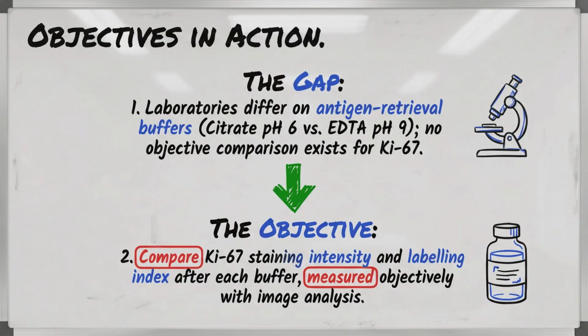Here we see objectives in action, moving from a broad aim to a very specific step. Your primary objective is the big picture, what you ultimately want to accomplish. Then you break that down into secondary objectives, which are the detailed, achievable tasks needed to reach your primary goal. For instance, if your primary objective is to optimize antigen retrieval, a secondary objective might be to compare citrate versus EDTA buffers. This structured approach ensures every part of your research contributes to solving the main problem. Now let's see how these objectives lead us to our research question or hypothesis.